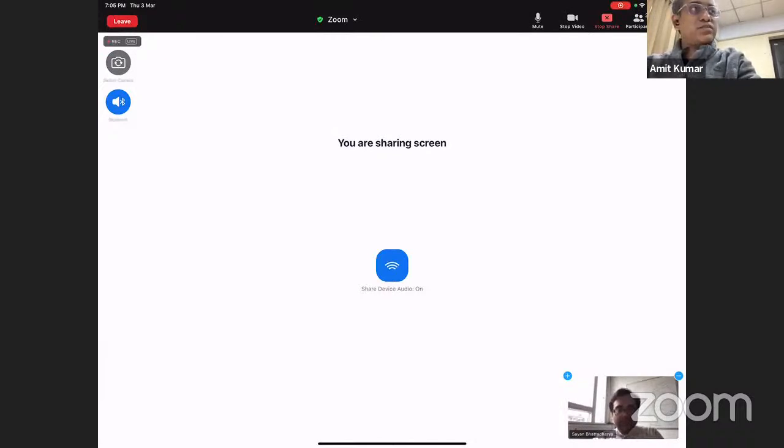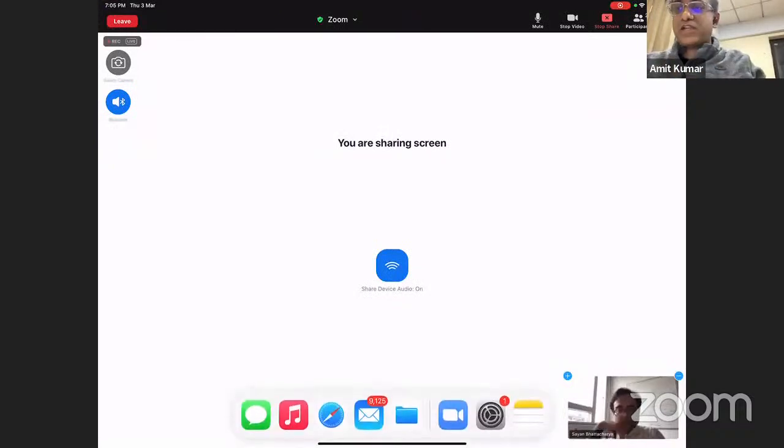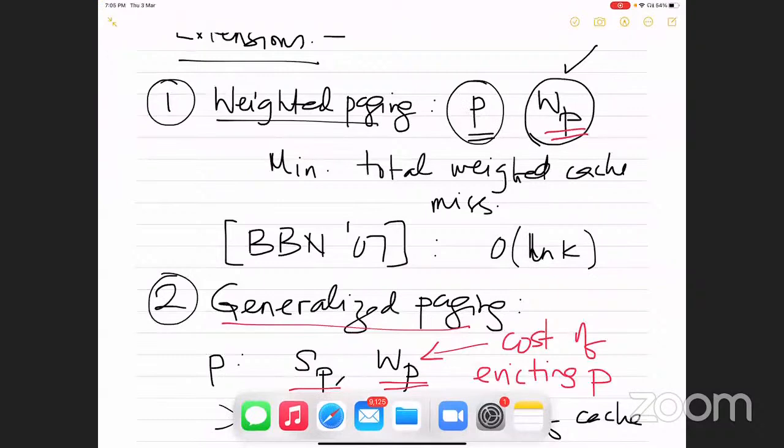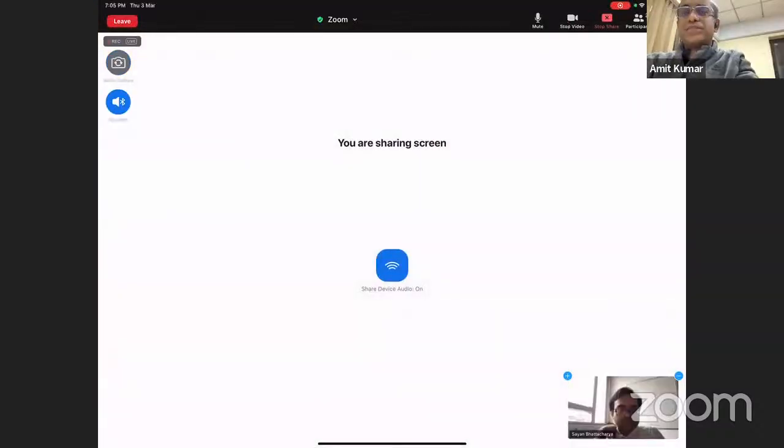Yeah, I don't know of any result which looks at an adaptive adversary in the paging setting. These lower bounds apply even for an adaptive adversary. Yeah. I see.